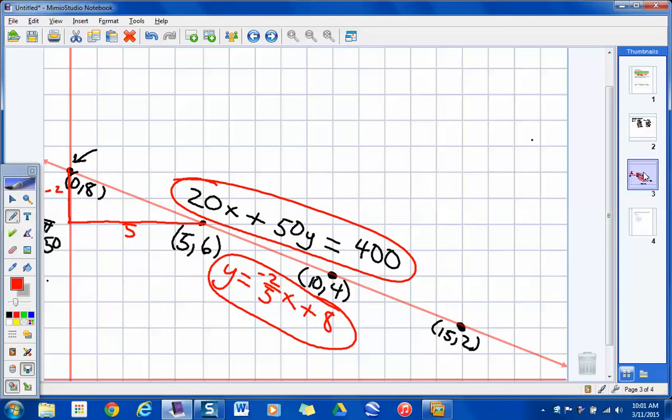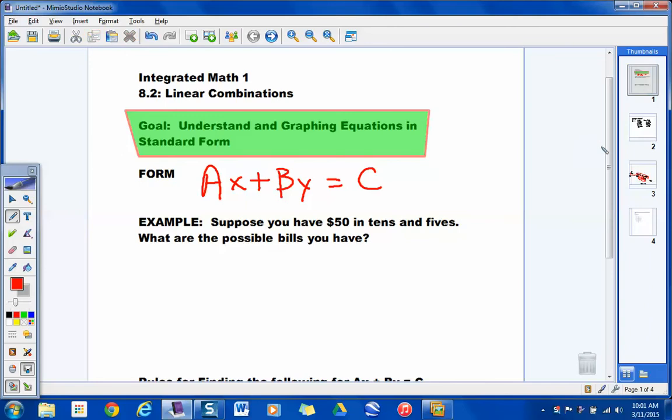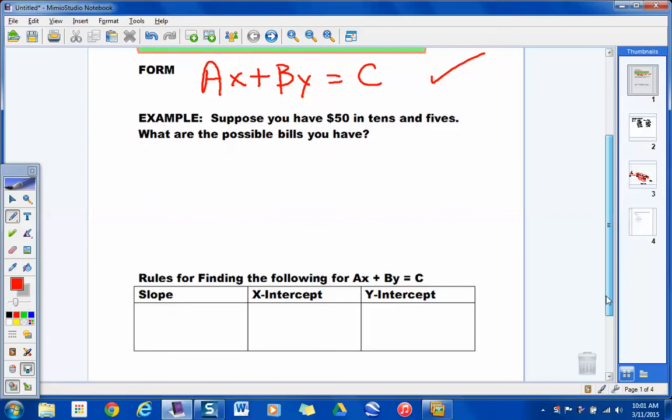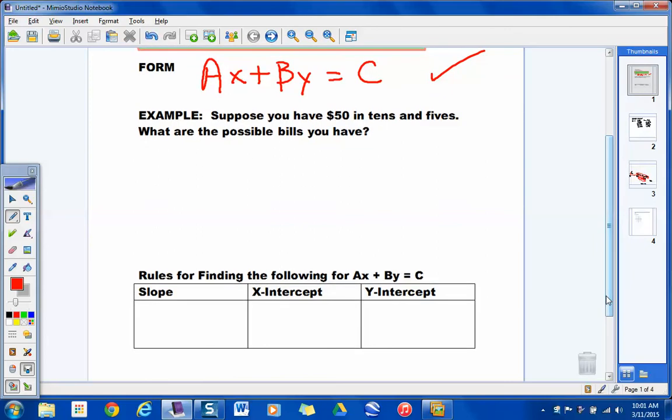All right, so let's look here. What's the general form of any equation in standard form, gang? Ax plus by is equal to c. So let's jump into this example, kind of like we already talked about. The example says, suppose you have how much money? $50. You have some 10s, and you have some what? 5s. It says, what are the possible bills that you have? Well, I don't even care about that part because we talked about that in terms of the 20s and 50s over here. What I would like to do is write an equation for this.